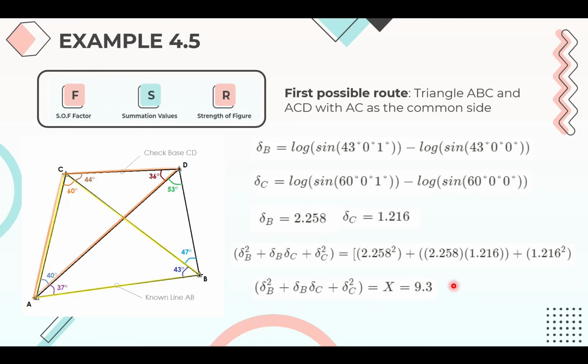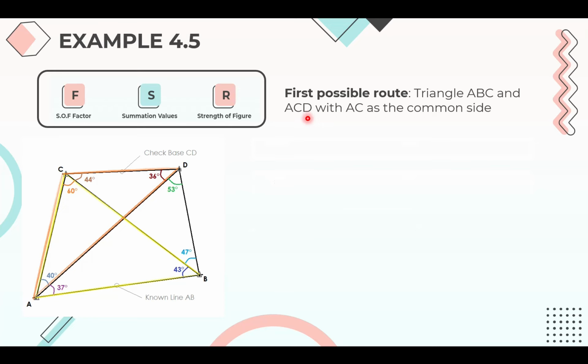So this 9.3, this value is for our triangle ABC, right? So it's only triangle ABC so far. We are still missing the value for our triangle ACD, which we will be solving later. I mean in the next slide, which is now.